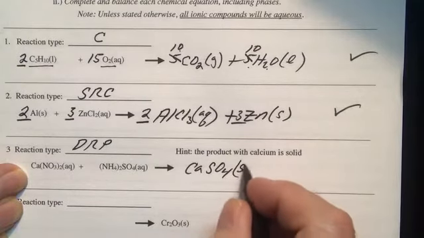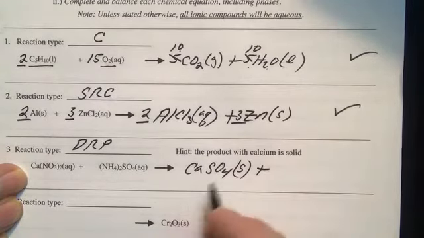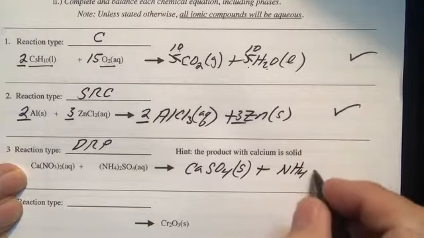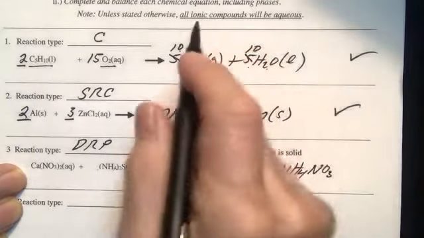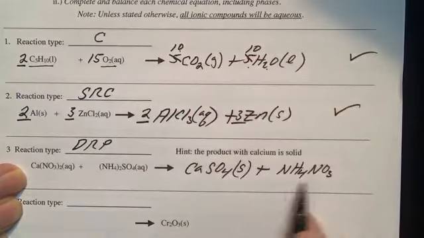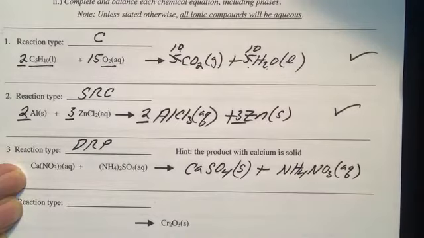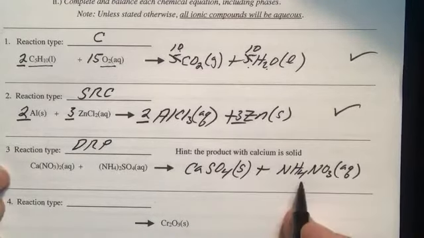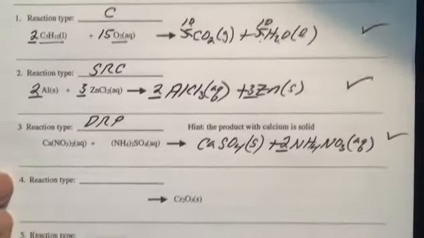The product that has calcium is a solid. And then ammonium nitrate. Ammonium's a positive 1, nitrate is a negative 1. So again, all ionic compounds will be aqueous. So what's the state, or phase, of this? Aqueous. To balance it, we have 2 ammoniums here, 2 nitrates here, so we just need to put a 2 in front here. It's balanced. Next.